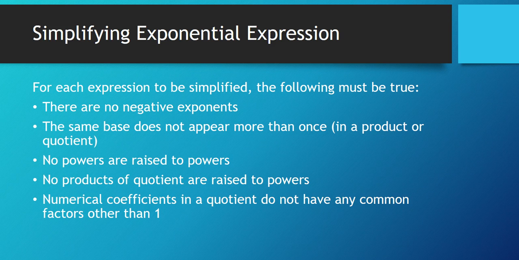Alright, so pause the video here and write down these rules. To simplify exponential expressions, all the following must be true. There's no negative exponents. The same base does not appear more than once in a product or a quotient, so we can't have multiple x's and multiple y's. They need to be combined together. No powers are raised to powers. Products or quotients can't all be raised to powers, so there shouldn't be any parentheses left. Your numerical factors in a coefficient should not have any factors other than 1. So, make sure you're reducing.